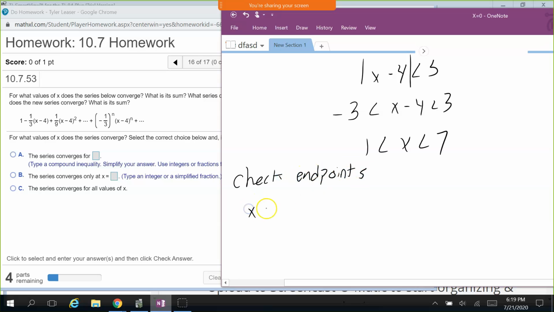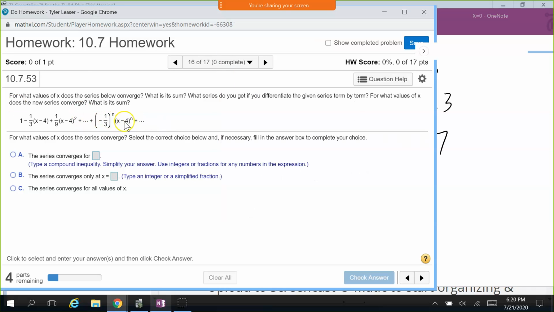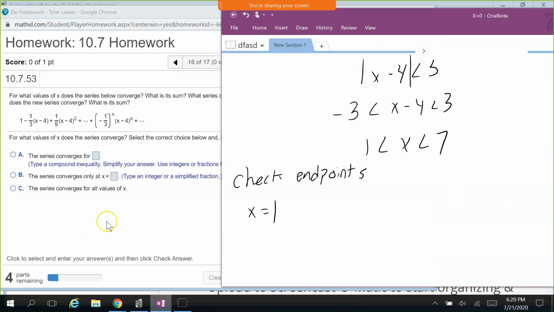Let's first check that left endpoint when x is equal to negative 1. Not negative 1, x is equal to positive 1. To check an endpoint, what you want to do is plug it back in to the original series. So we're just going to replace this x with positive 1 and see what happens.